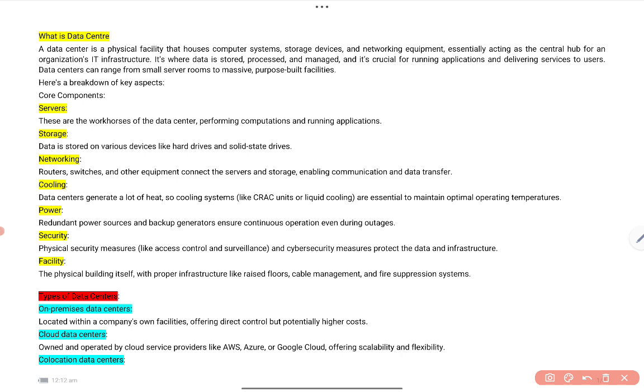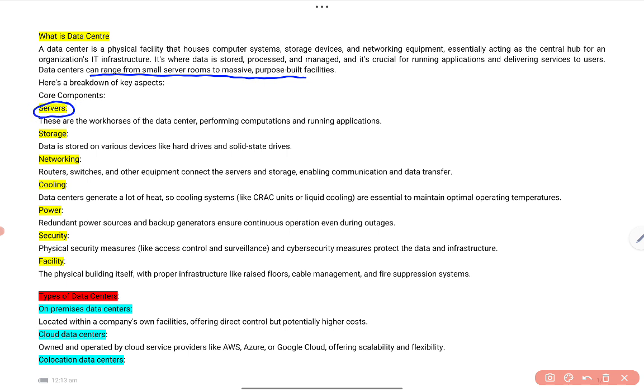Data centers can range from small rooms to massive purpose-built facilities. It means they can be built from a small room to bigger commercial complexes or commercial buildings. So what components are required for the data center? We will look first at the theory of these components, and then I will give you some images or typical block diagrams for the explanation of data center. So the first component of the data center is the server.